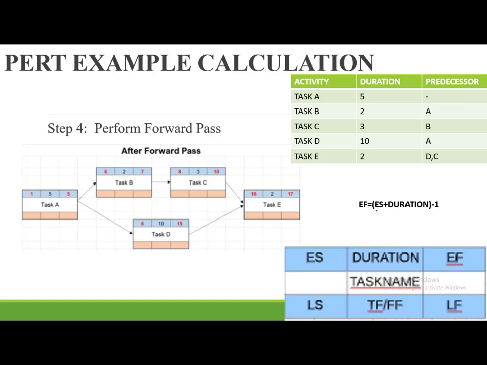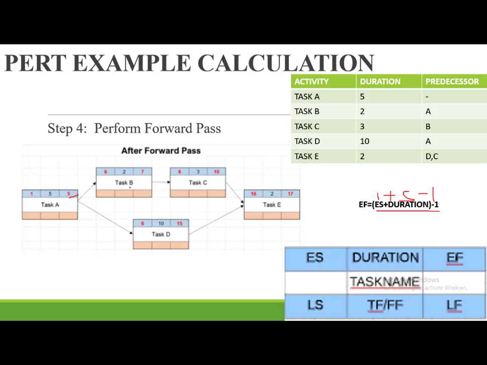Now the formula to determine the early finish is normally that one. We normally take the early start. For example, in this case, early start is 1. Then we add the duration. Task A is going to take 5 days. And then we minus 1. So this means 1 plus 5, that is 6. Subtract 1 is 5. So we populate 5 there. Now task A ends on day 5.